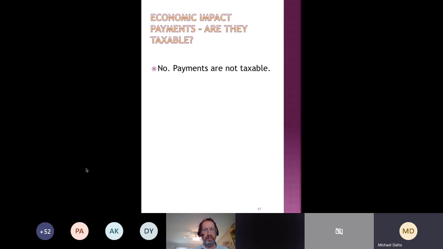Also, the economic impact payments are not taxable. So they do not have to be declared on taxes, and you don't have to pay any taxes on them.